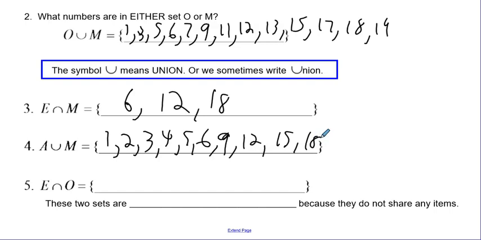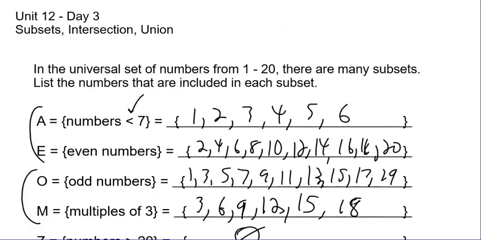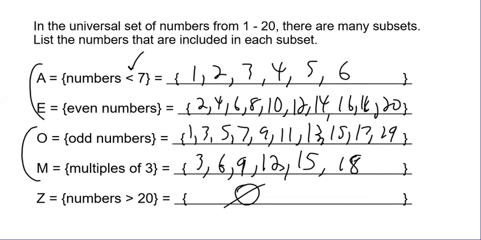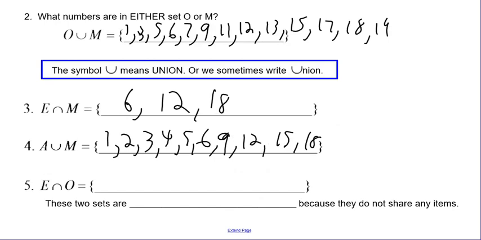And then we're going to look at E and O. E is the even numbers, and O is the odd numbers. Which numbers are in both sets, even and odd? There are none. These two sets are what are called mutually exclusive, because they do not share anything. They have nothing in common. One is odd, one is even. They don't agree on anything.